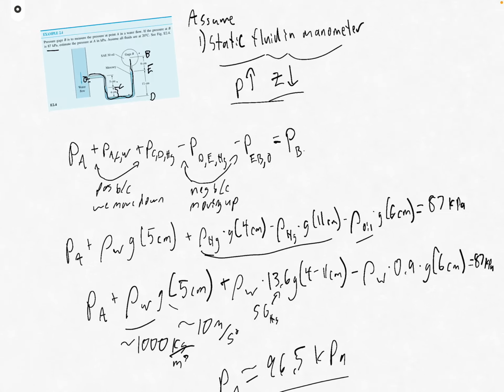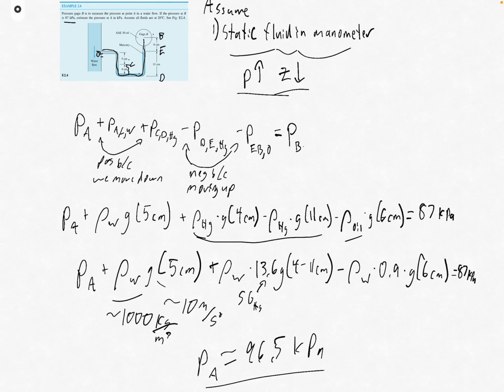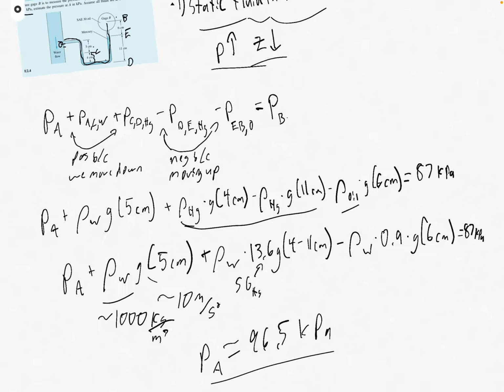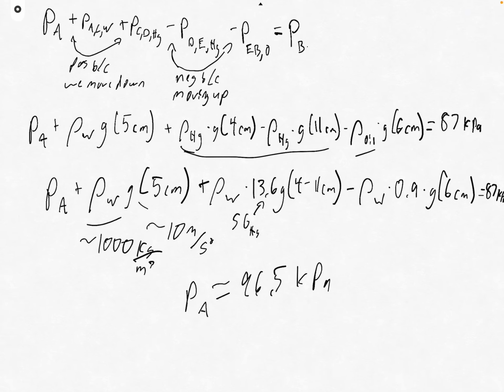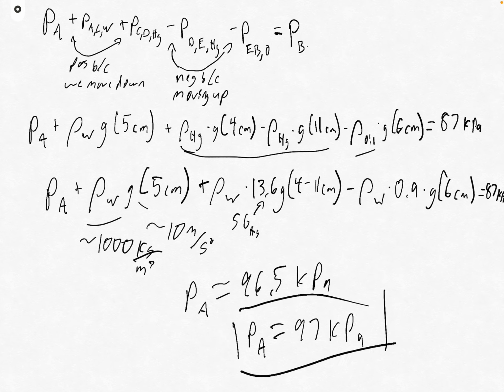And note here that if we think about our significant digits, we were really just given everything to a single significant digit, so even this 3 is a little bit of overkill. So I'd probably say a more appropriate way to express this answer is that PA is equal to 97 kPa. And there we go.